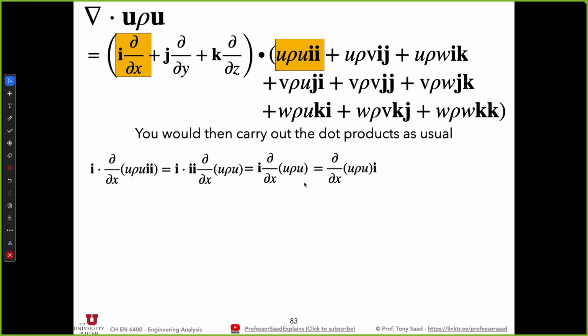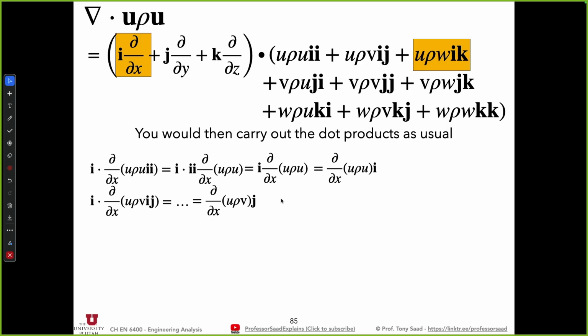Now I'm going to take this and dot it with the second component here. So d by dx, i dotted with u rho v i j. Again, I'm simply taking i dot d by dx of u rho v i j. And i and j are constant, they don't change with x, so they can be pulled out of the derivatives. Then i dot i is 1, and you're left with j, okay? And then same thing, you dot this with i k, and you can see the trend here. i dot i is going to return 1, so this is going to give you d by dx of u rho w k.